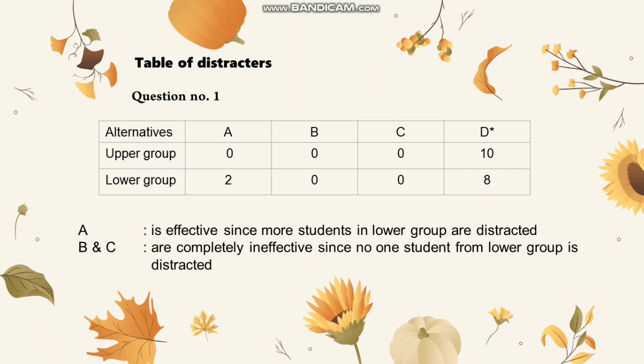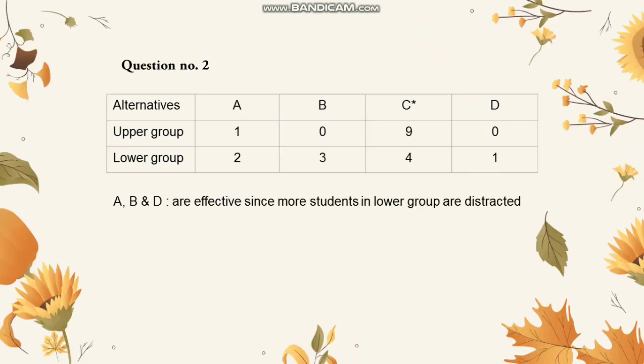For example, question 1, the alternatives are A, B, C, D, but the answer is D. The result is A is effective since more students in the lower group are distracted, and B and C are completely ineffective since no student from the lower group is distracted. And question number 2, the alternatives are A, B, C, D, but the answer is C, and the result is A, B, and D are effective since more students in the lower group are distracted.